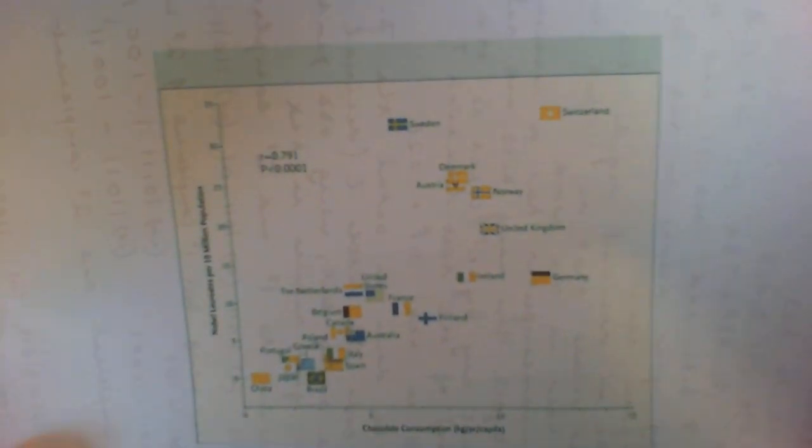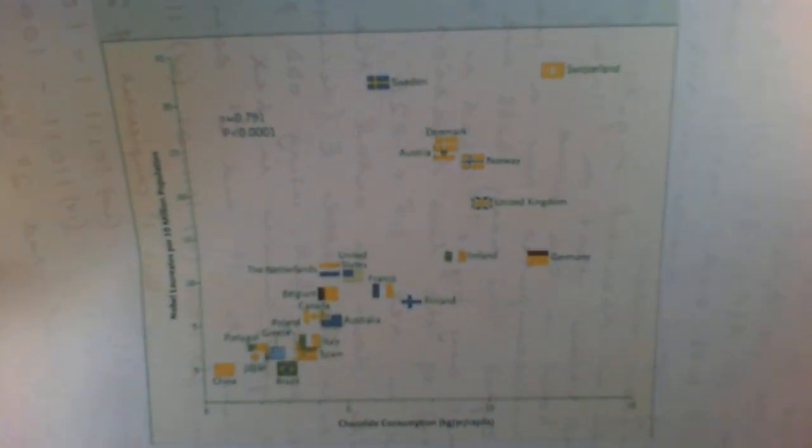Now, I don't know whether you can see this properly. Unfortunately, this hasn't printed out very well, but hopefully you can see the flags there. The flags are indicating particular nations, and on the horizontal axis we've got the number of Nobel Prizes per head of the population, and on the vertical axis we've got chocolate consumption per head of population as well.